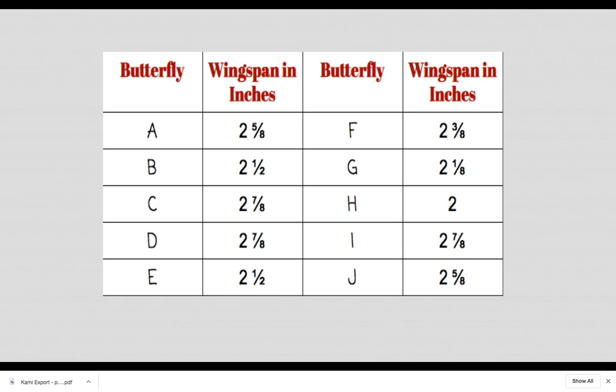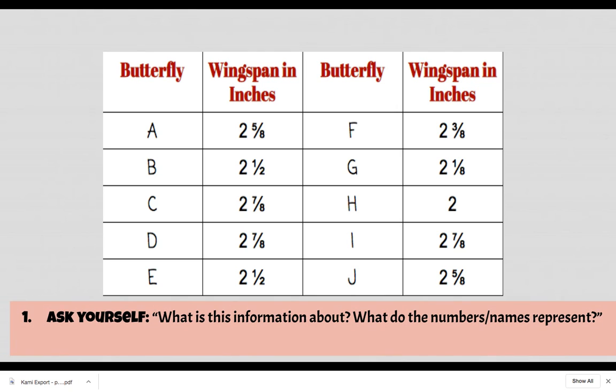So we have to remember when we get data such as this, we have to ask ourselves important questions about it, such as what is this information about and what do the numbers or names represent? So here I can see that we have butterflies, and looks like there's 10 of them, labeled A through J. And it gives each of those butterflies, it looks like their wingspan was measured in inches. And so it gives the wingspan length of each of those butterflies.